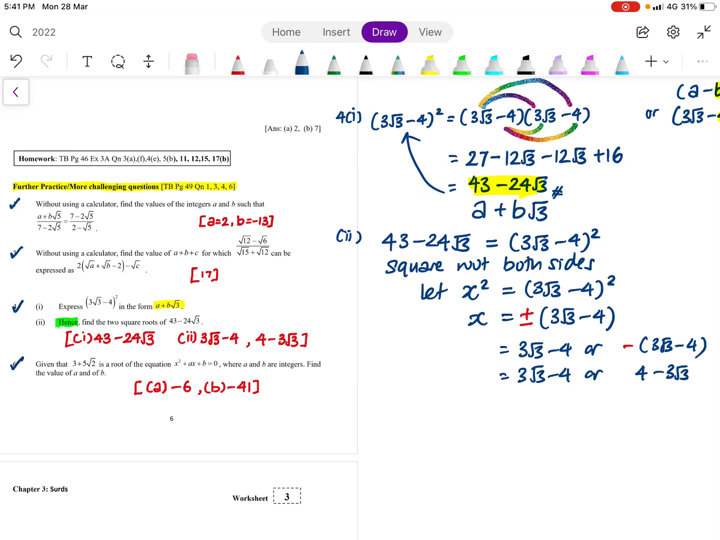Let's deal with question 6. Given that 3 plus 5 root 2 is a root of the equation x squared plus ax plus b equals 0, I repeat, this is a root of this equation, where a and b are integers, find the value of a and of b. So if this is a root, what does it mean? That means it's one of the answers, correct?